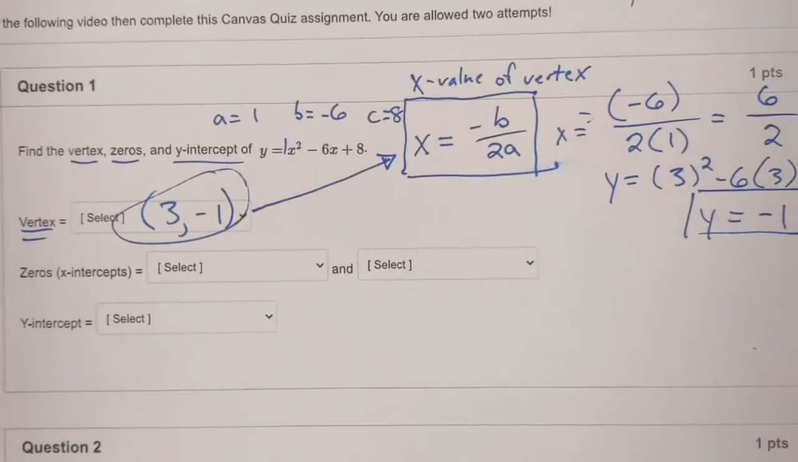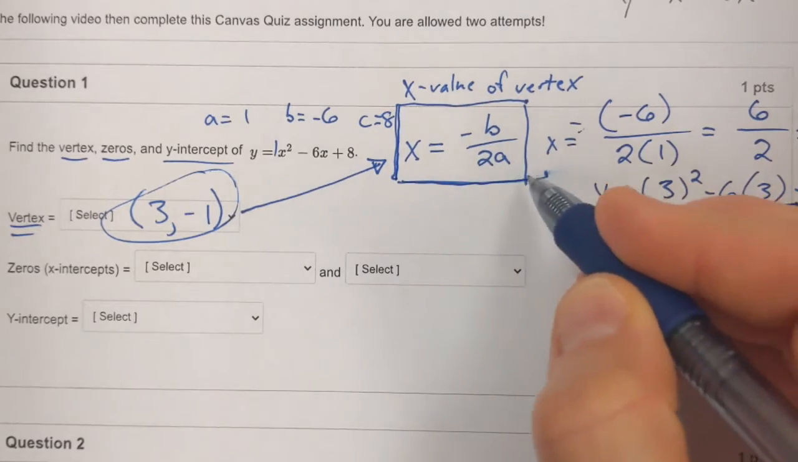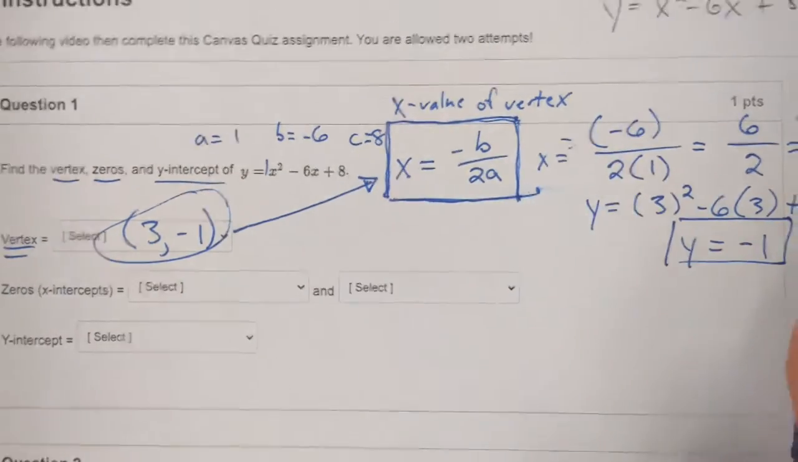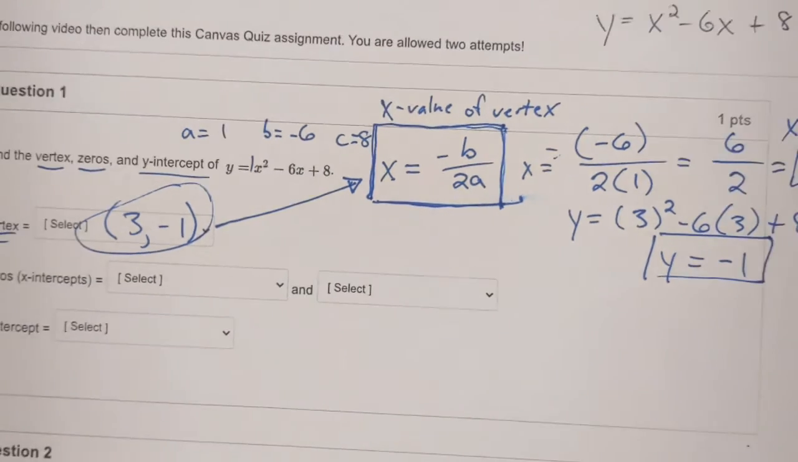Okay, so now here's your key. This is your formula for the vertex. That will give you the x-coordinate, and then take whatever answer you get and plug it into your original function to find the y-coordinate.